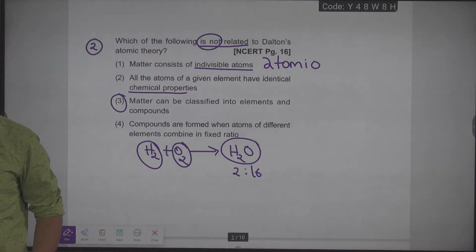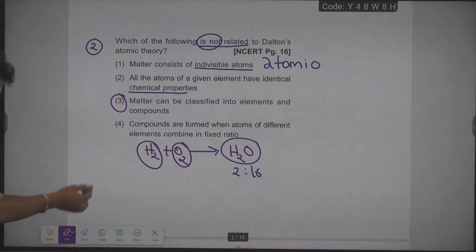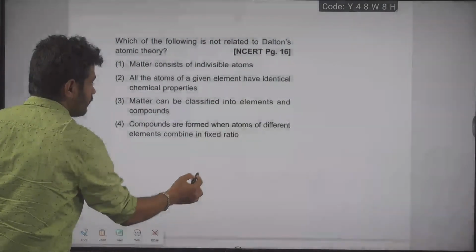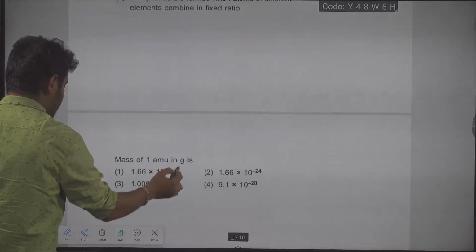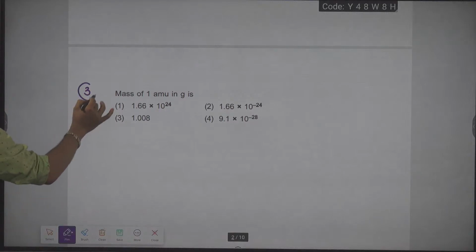Yes, Meena Kumari. Good morning. Yes, chalo. Now proceeding further to the third question. What is the third question?